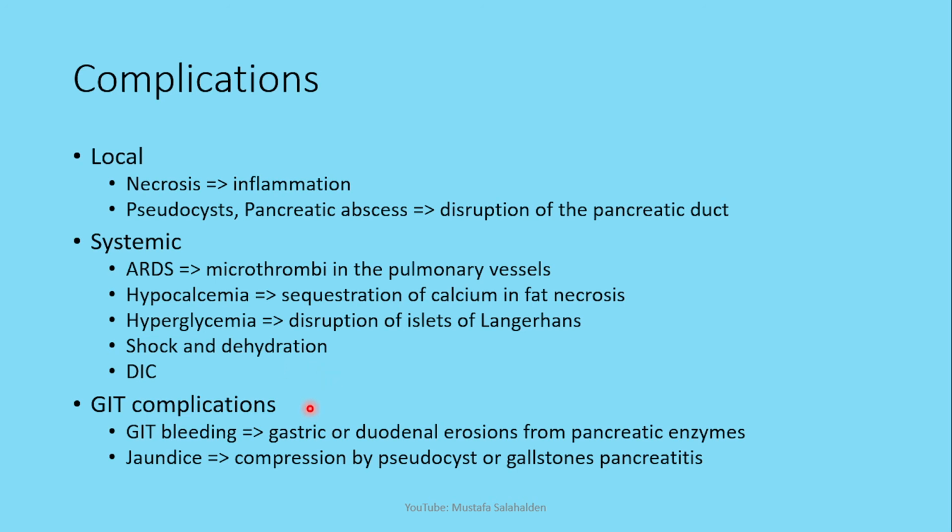The GIT complications: GIT bleeding because of the erosions into the gastric or duodenal structures because of the pancreatic enzymes, or jaundice. This is usually because of the compression of the pseudocyst to the common bile duct or because of the gallstone pancreatitis.